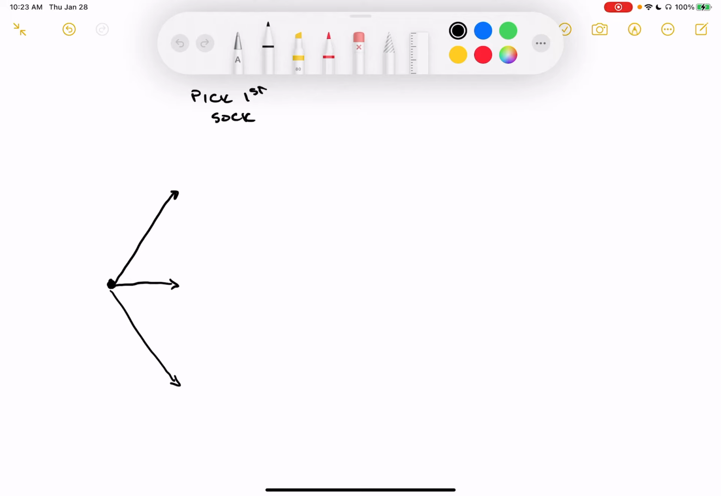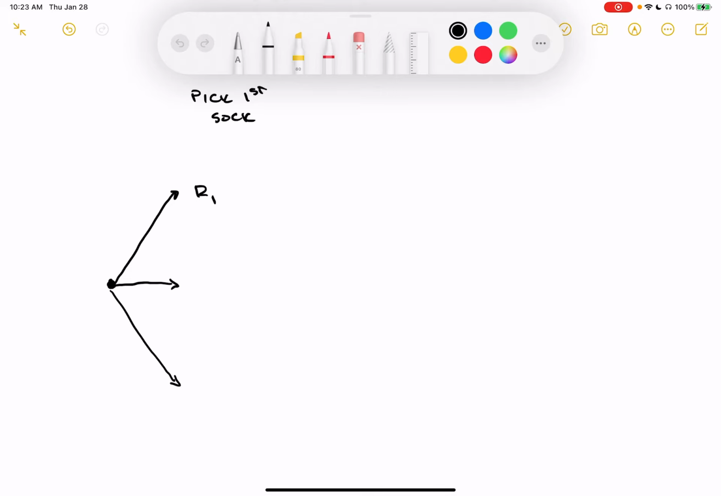Now I gave 3 branches on this because all I'm really interested in for this particular example is whether I have matching socks, and what's going to determine if they're matching or not is the color of the sock. So I have 3 different color socks, so there are 3 different outcomes possible when I draw that first sock. The first sock could be red, so I'm going to put a little 1 underneath that.